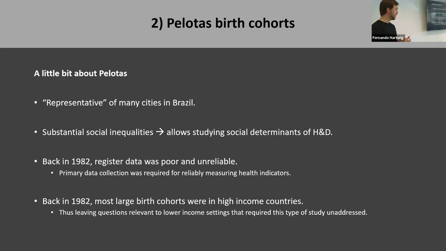And again, back in 1982, when the first birth cohort in Pelotas started, back then, most large birth cohorts were in high-income countries. And this was bad in the sense that this was leaving research questions that are relevant to lower income countries, you know, unaddressed, right? So it was useful to start a cohort there that we could use to answer questions that are of relevance to lower income countries.